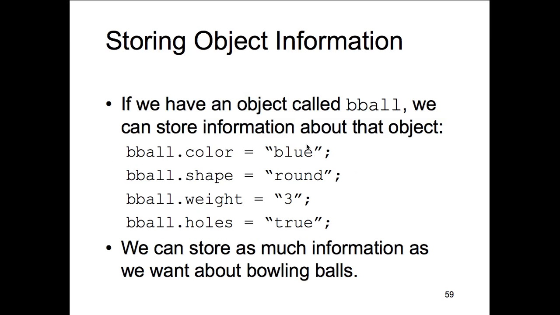So now here's where most people go, oh no, but remember we didn't create a class called Object. We didn't create a class called bball either, or anything. So we have an object, and we have an object that is called bball. Then we can store information about the object. We can say bball.color, and you're wondering, well, where'd color come from? Don't know. bball.shape, weight, holes true.